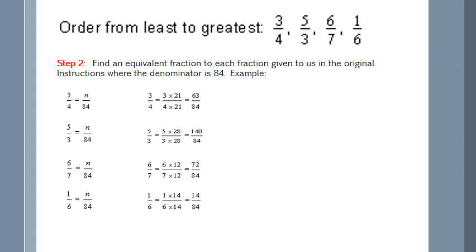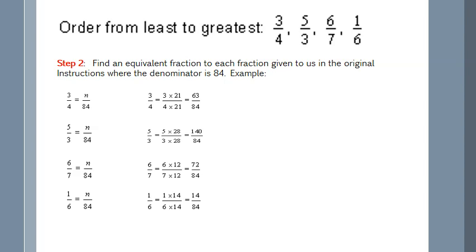It goes in 14 times. 14 times 1 is 14. So the fractions that we're going to be reviewing and comparing are 63 over 84, 140 over 84, 72 over 84, and 14 over 84. Now that they're all common denominators, we can easily make the distinction as to which one is the least. The one that's the least is the one that has the least numerator, and that's 14. The second least is 63, the third is 72, and then the next is 140.